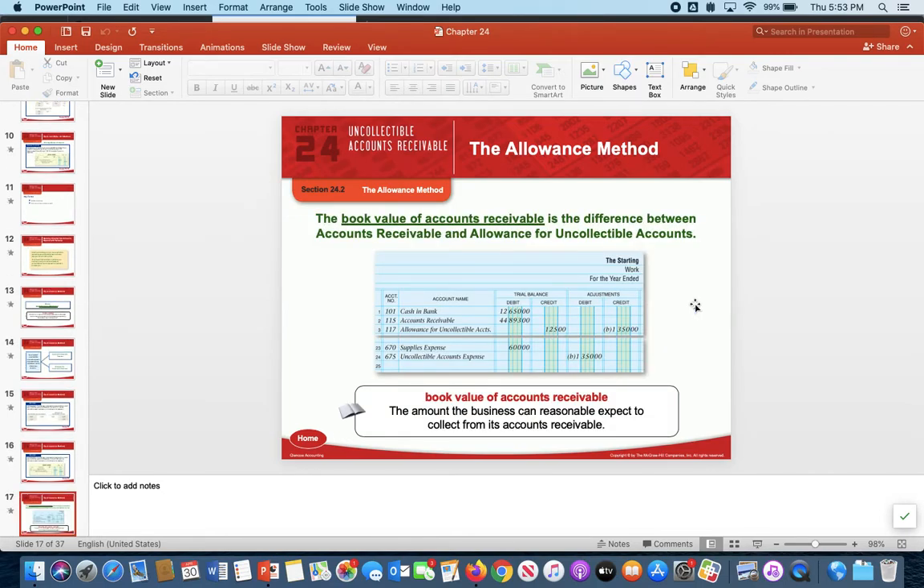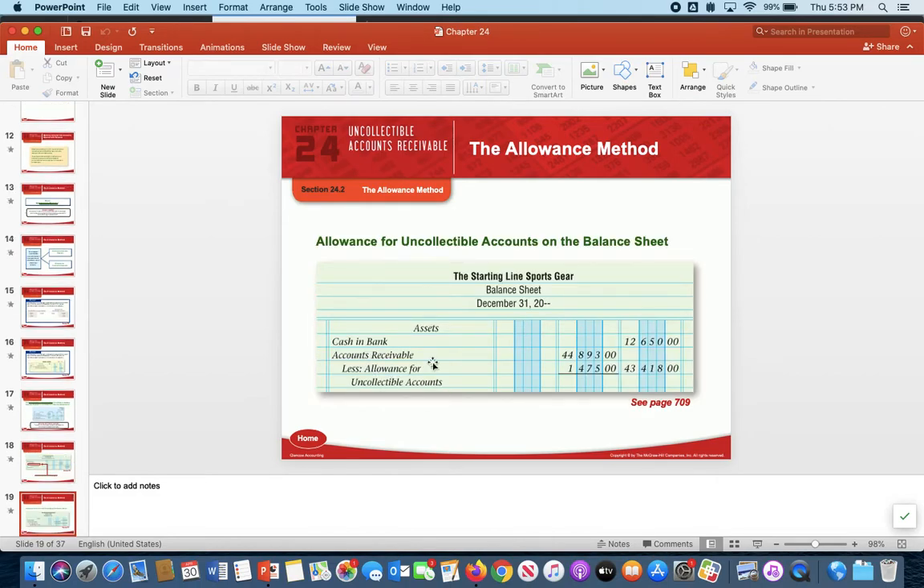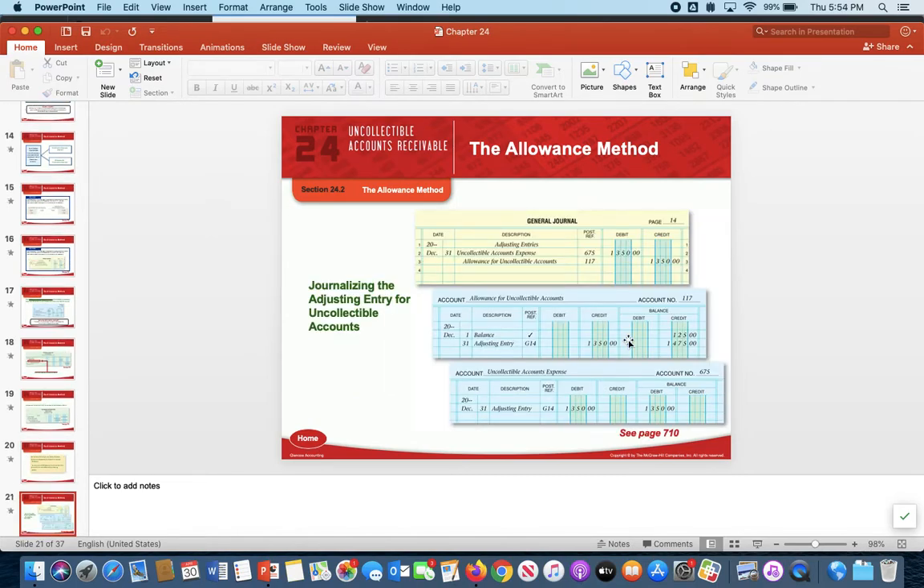Then that brings up something called the book value of accounts receivable. When we make a balance sheet, we have our accounts receivable, but we have less the allowance for uncollectible accounts. This is on a balance sheet. Hopefully you know that the allowance is a contra account. So we still list the total of accounts receivable. Here's that $1,475 worth of uncollectible accounts. And so the book value is what's remaining. That's how that works there. And again, there's the explanation of the account being closed.